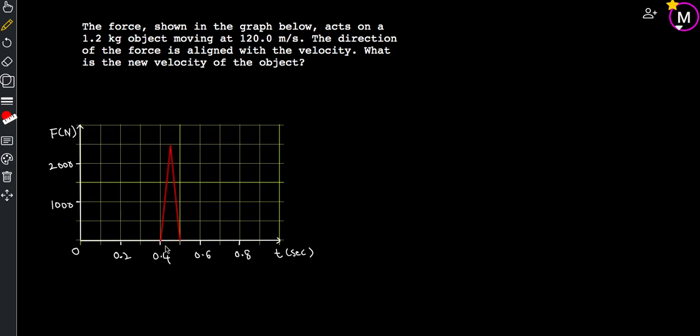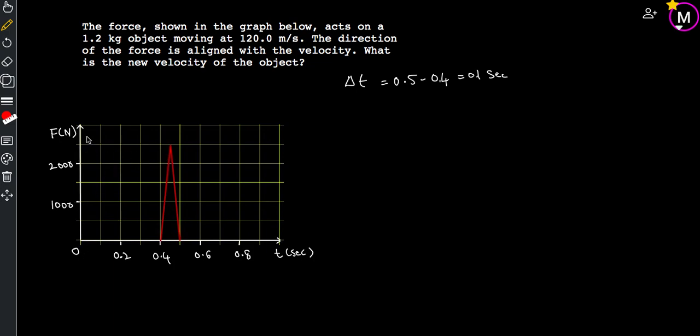So the time duration is 0.5 minus 0.4, that is delta t equals 0.5 minus 0.4, that is 0.1 seconds. Now, what is the force applied here?